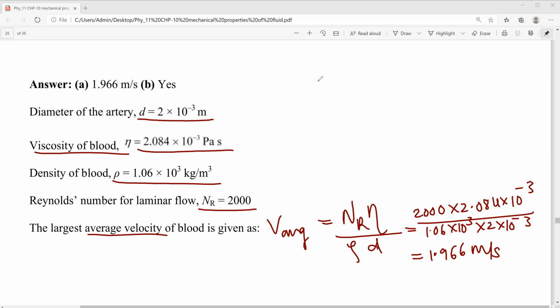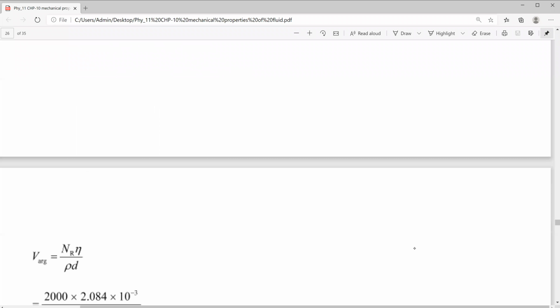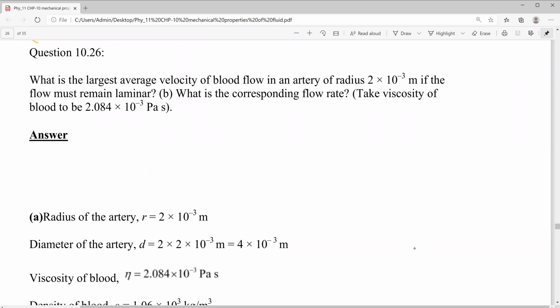As the fluid velocity increases, dissipative force becomes more important, because of the rise of turbulence. That is the reason for this. Turbulent flow causes dissipative loss in the fluid. So I hope you got this one. So next we shall see 10.26. What is the question?